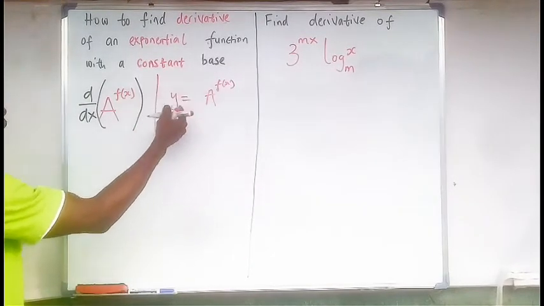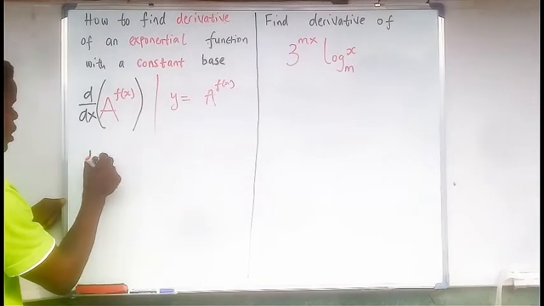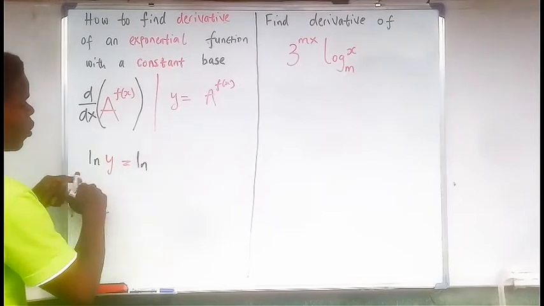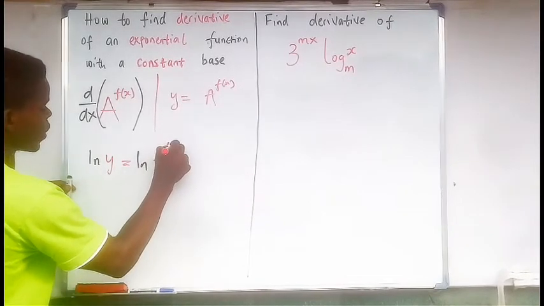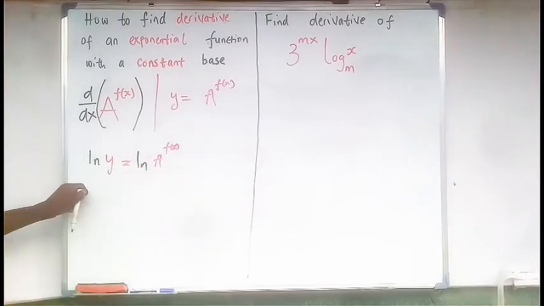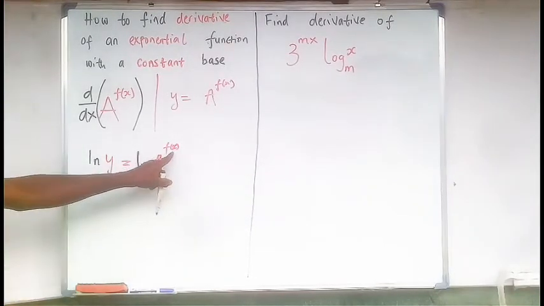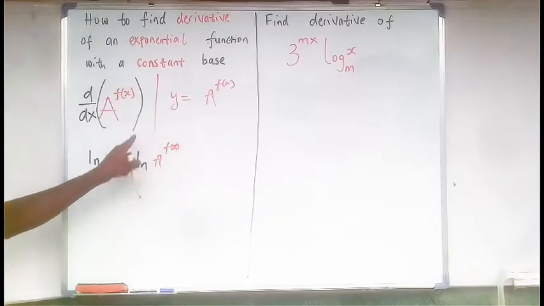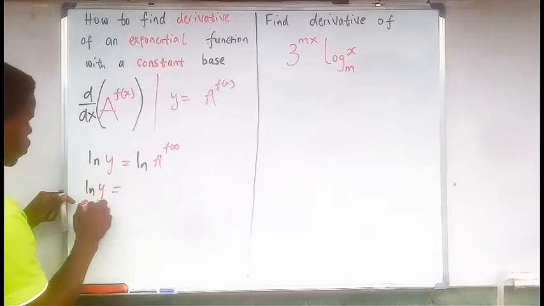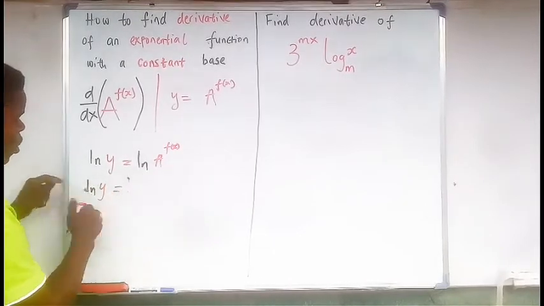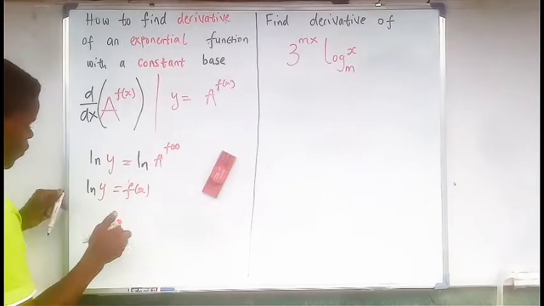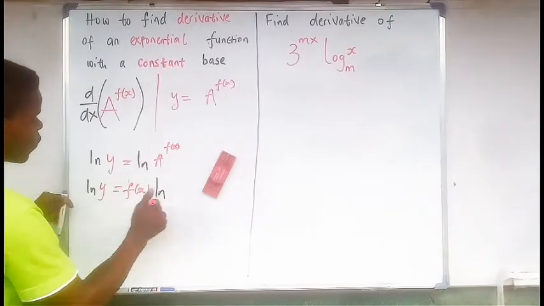All right, so we go further by saying take the ln of both sides. So I'm going to say ln of y equals the ln of this. So we say ln y should be equal to the ln of a to the power of f of x. At this point, we're going to differentiate both sides. Now take note that when we take the ln of a number with a power, the power is going to come back and become f of x times the ln of a.